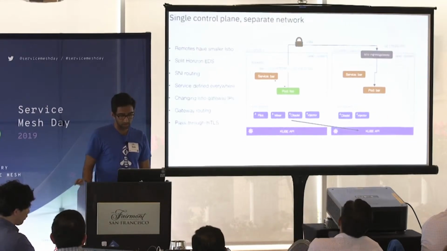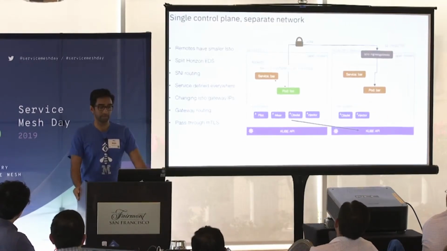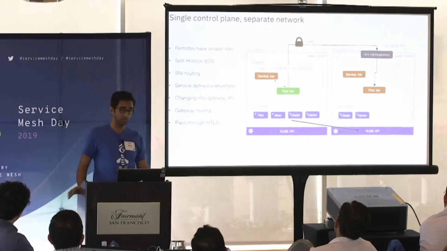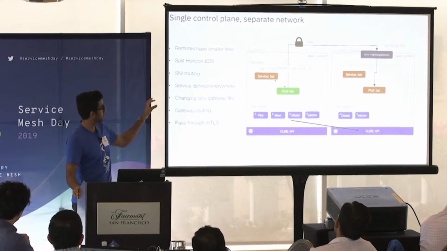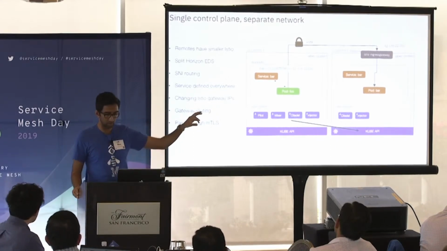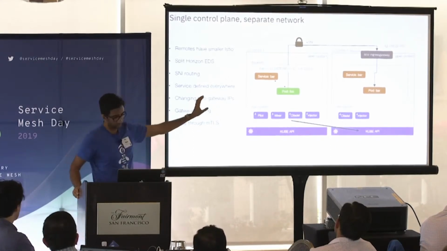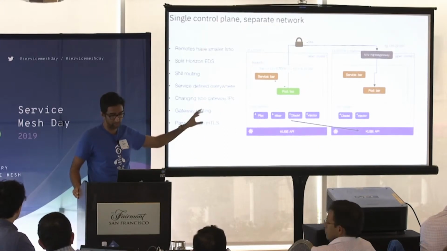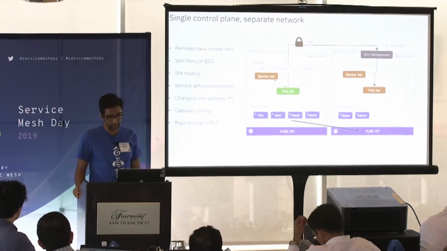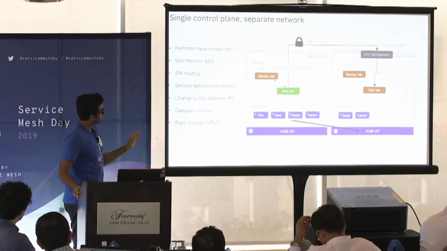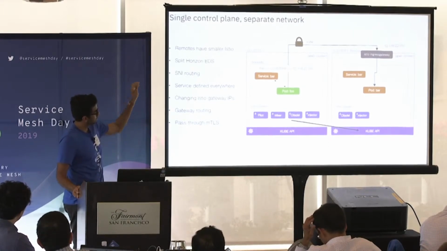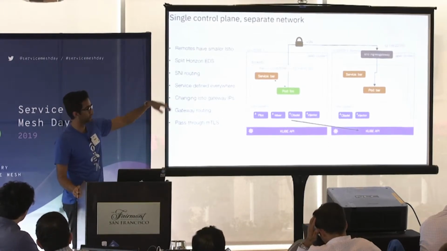The next pattern, single control plane, separate network, meaning there's no flat network requirement in this approach. Again, cluster 1 is your master cluster, and cluster 2 is your remote cluster, full Istio, smaller version of it, smaller Istio. And really what's different about this one is that because there's no flat network, it's going to rely on the Istio ingress gateway to do the communication.